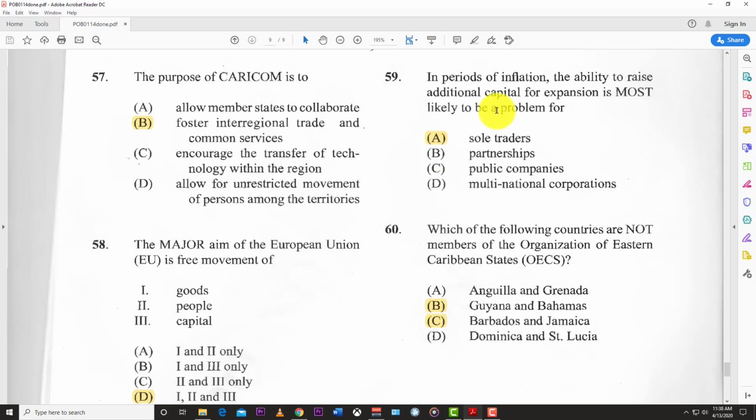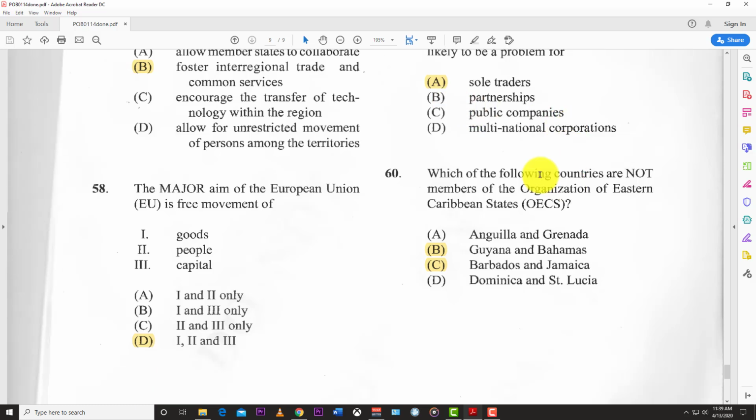59. In periods of inflation, the ability to raise additional capital for expansion is most likely to be a problem for, of course, the sole trader, because that's one of the downsides of being a sole trader. You cannot really raise capital as easily as partnership, public companies, and those things. Partnership, you have somebody else to help you. Public companies, you just put them out there, sell some extra shares, you get money. And multinational corporations, the same thing.